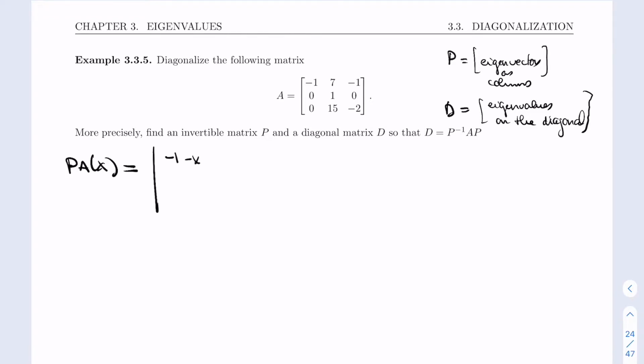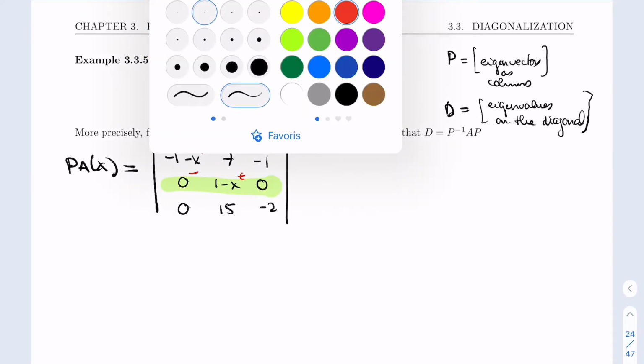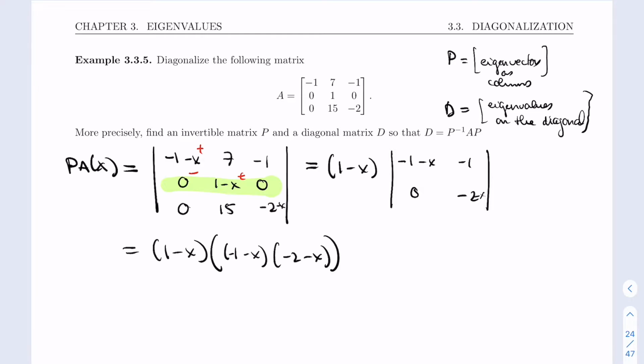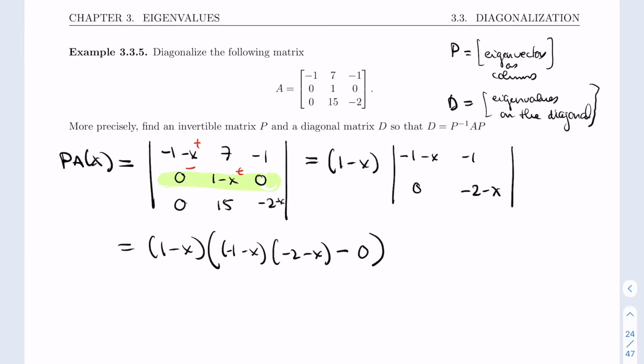That's going to be minus 1 minus x, 7, minus 1, 0, 1 minus x. All right, so I'm going to expand on this second row. Everything else is gone, so I just have these right here. Now, sorry, there's a minus x missing. And now this is a nice 2 by 2. I'm going to get 1 minus x, minus 1 minus x, minus 2 minus x, and the other way is 0. All right, so it's already factored. I have minus x minus 1, x plus 1, x plus 2.